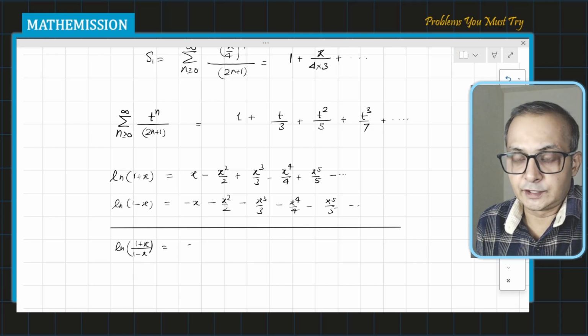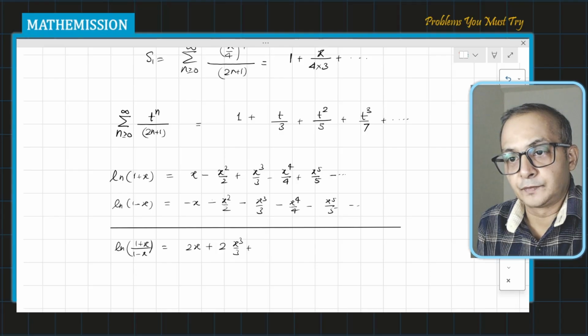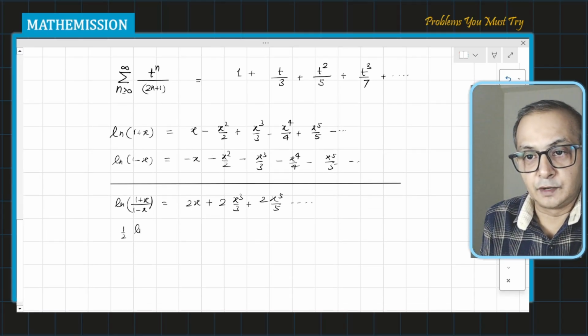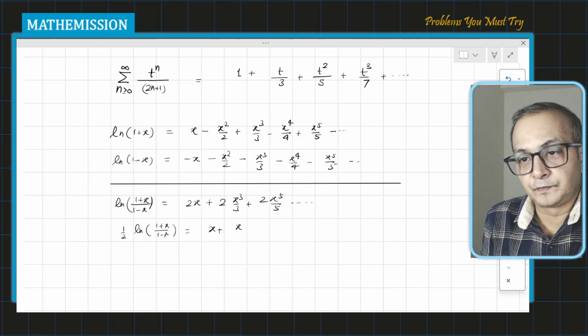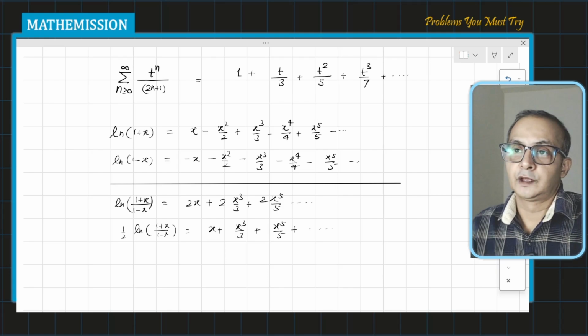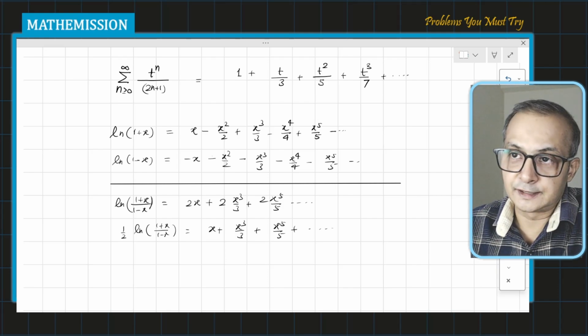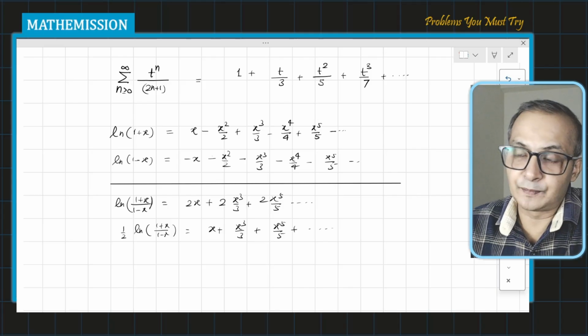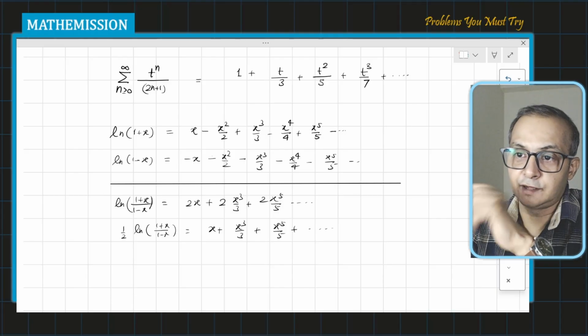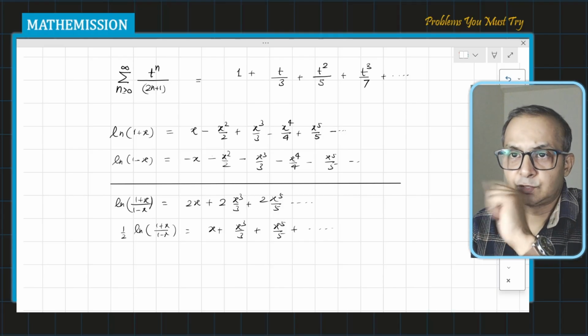And this side, what you get is 2x plus 2x cubed by 3 plus 2x to the power 5 by 5, and so on. But still the question is not solved, means our problem is not solved at that moment. We will see what will happen. See, this is going to be x, then x cubed by 3, x to the power 5 by 5, and so on. You notice I need not this thing t. I need the t by 3, rather t cubed by 3. And similarly t squared by 5, rather t to the power 5 by 5. So there is one remedy I have.